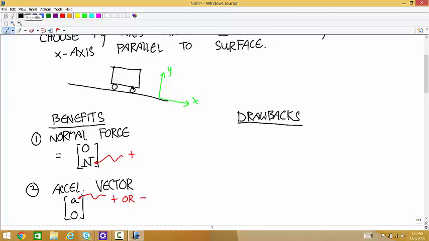There's one drawback. So these two things get simpler than they would be if we used a standard coordinate system. The drawback is that now that the coordinate system is tilted and the weight force is still acting straight down, representing the weight force vector is going to be messy now. We're going to have to use cosine and sine. So the one drawback is representing the weight force requires using cosine and sine.